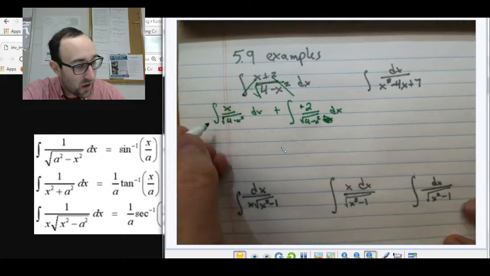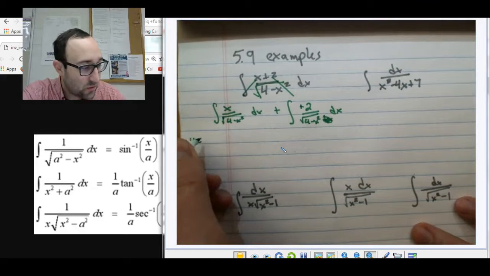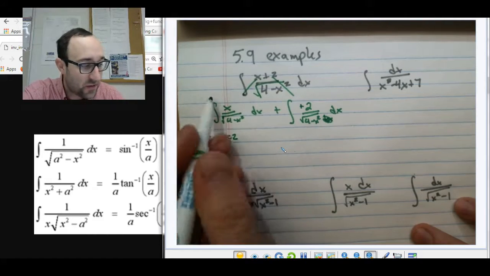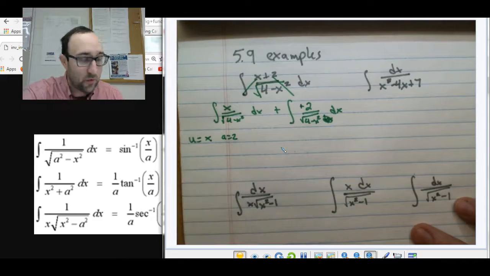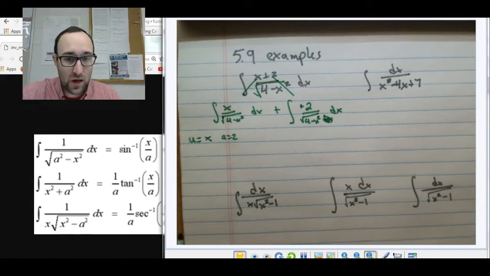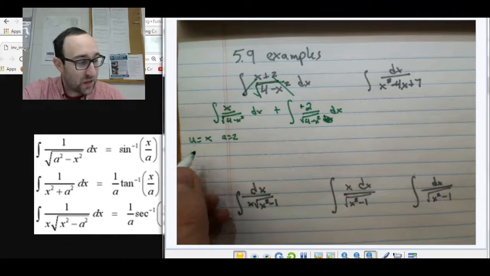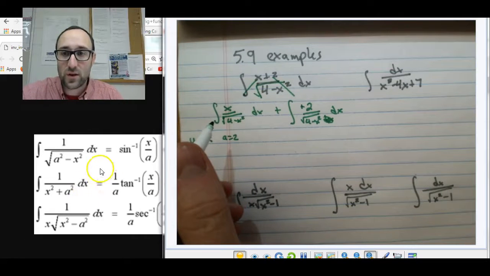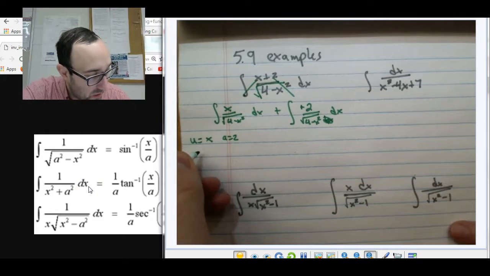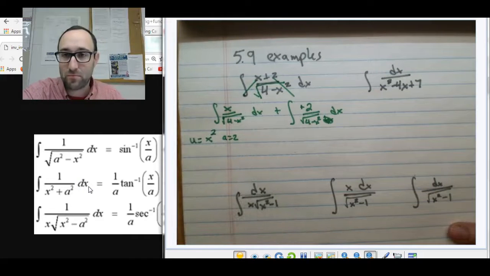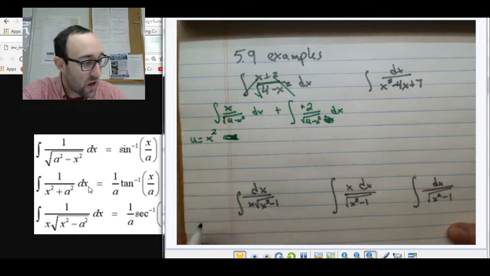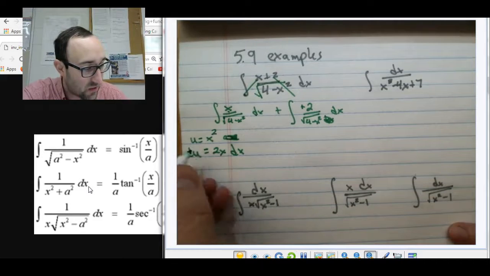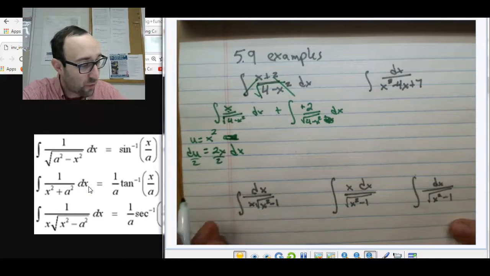Now I can look at the first one and say, I'm going to say u equals x, a equals 2, and let's see if we can do something with that. If we set u equal to x, maybe we can try this a different way. We might not even have to use any of the stuff right here. So let's say u equals x squared, and not even worry about the a. That means du is going to equal 2x dx. I've got an x and a dx here, so if I just divide by 2, I'm pretty much set.